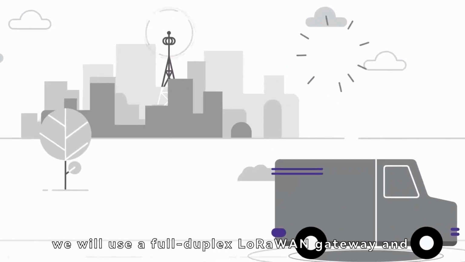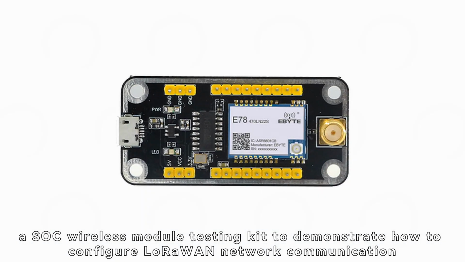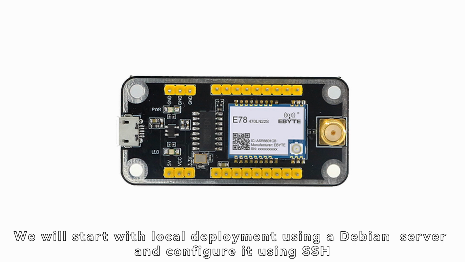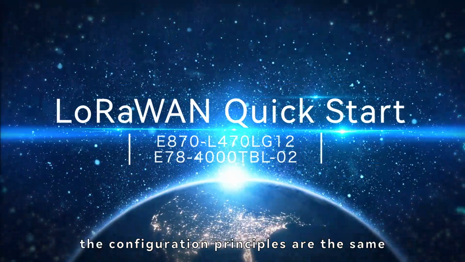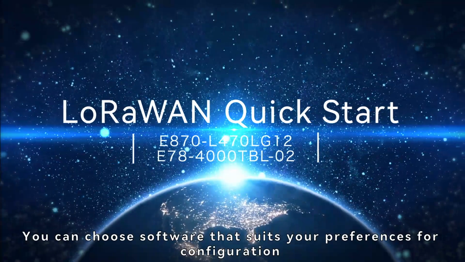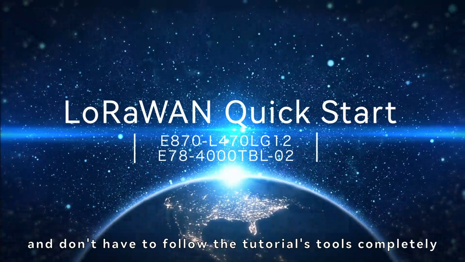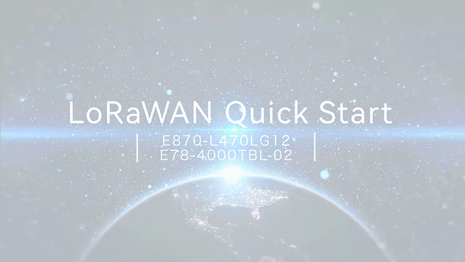In this tutorial, we will use a full duplex LoRaWAN gateway and an SoC wireless module testing kit to demonstrate how to configure LoRaWAN network communication. We will start with local deployment using a Debian server and configure it using SSH. If you are using a public server, the configuration principles are the same. You can choose software that suits your preferences for configuration and don't have to follow the tutorial's tools completely.